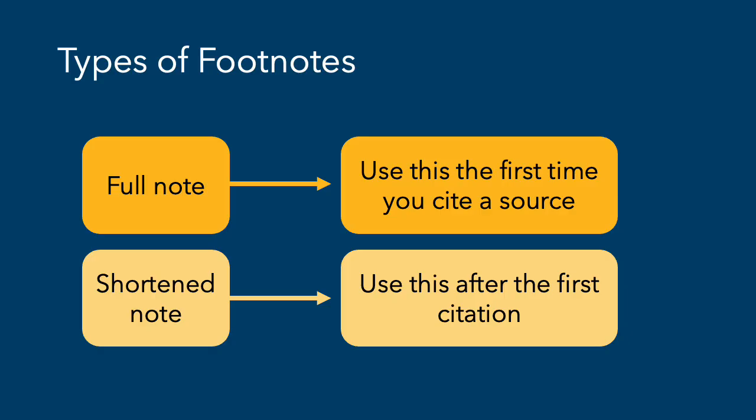In Chicago Style, create a full note the first time you cite a source. After that, you can cite the same source with a shortened note. Let's look at how to format both kinds of notes.